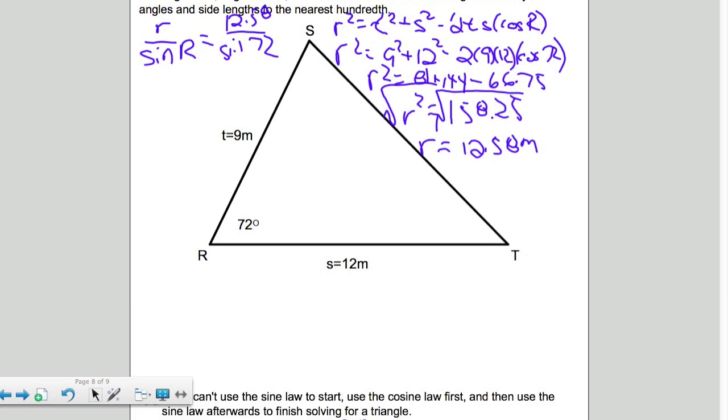That's two decimals. So here's a note. Write this note down.